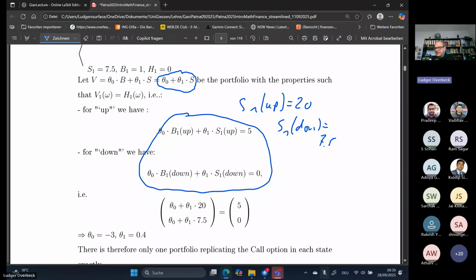And once you are at this level, it's a simple linear equation for theta 0 and theta 1. This means, okay, what you should do as a banker, you sell more or less, or you have debts in the bond, and you buy 0.4 shares.